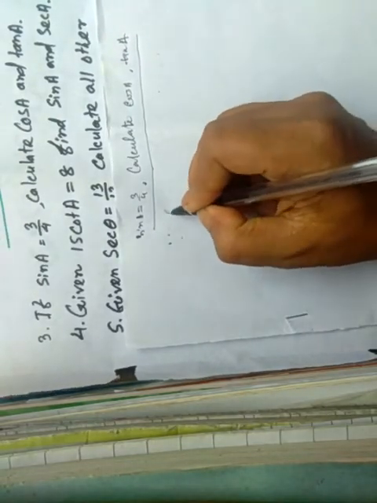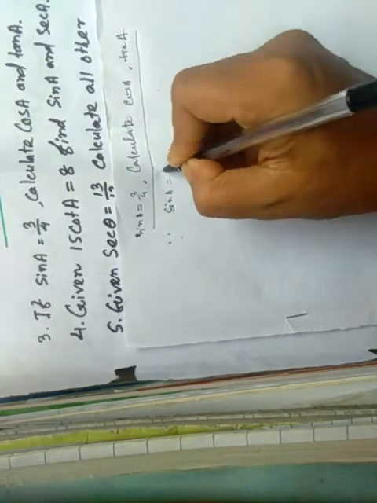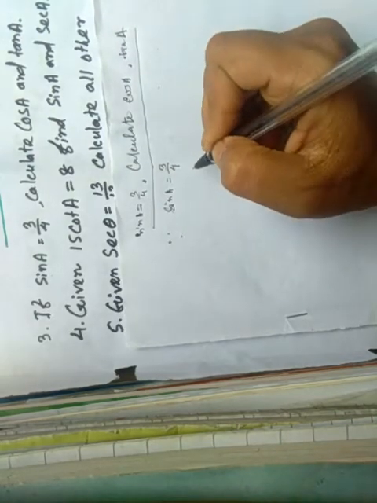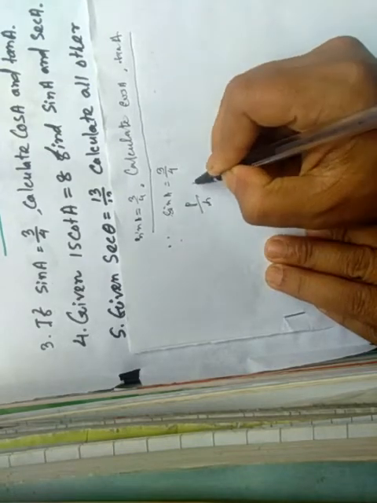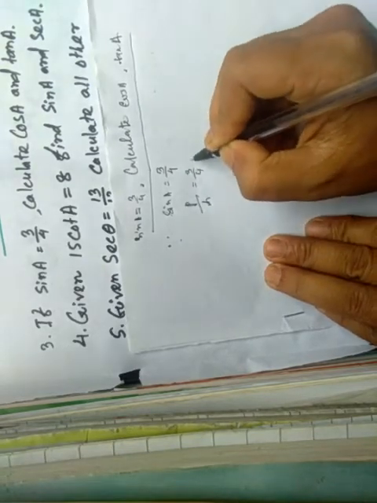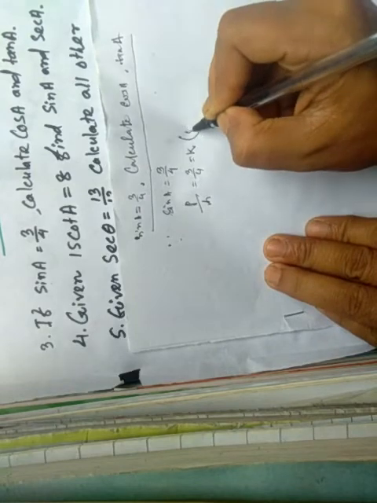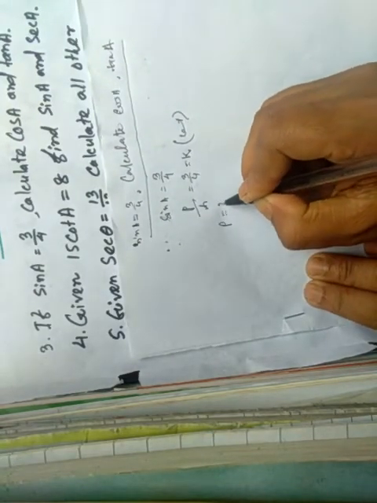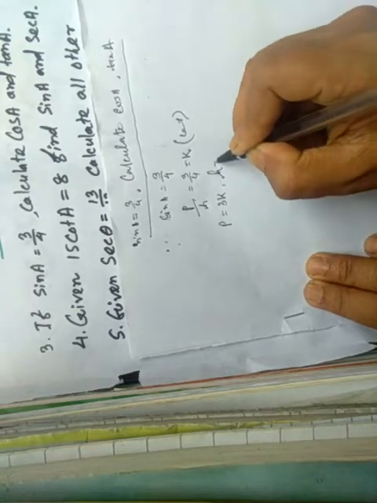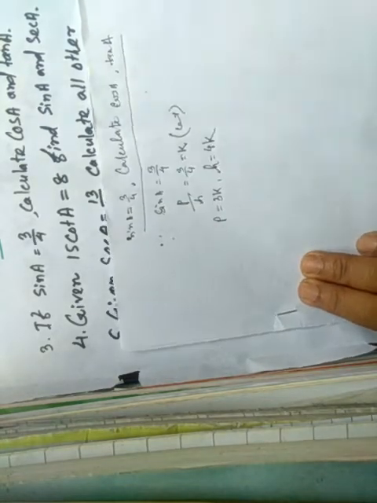Now since sin A equals 3 by 4, sin is the ratio of perpendicular line and hypotenuse. Let the ratio equal k. So p equals 3k, h equals 4k.